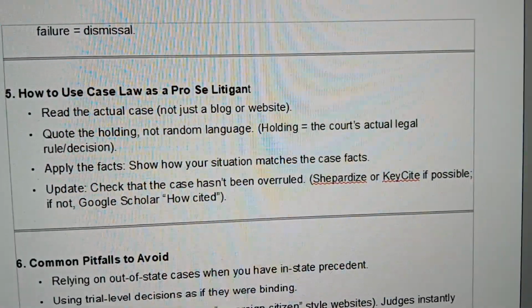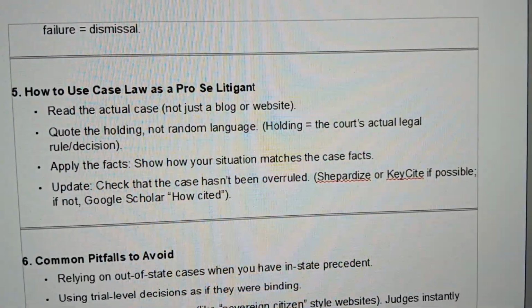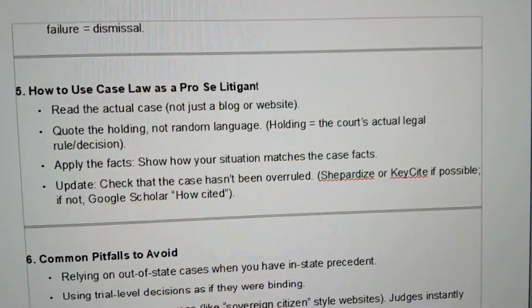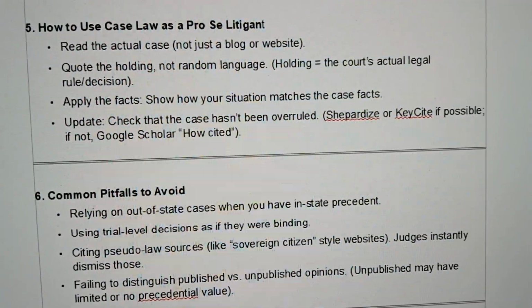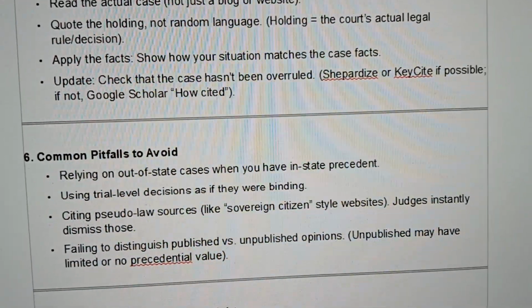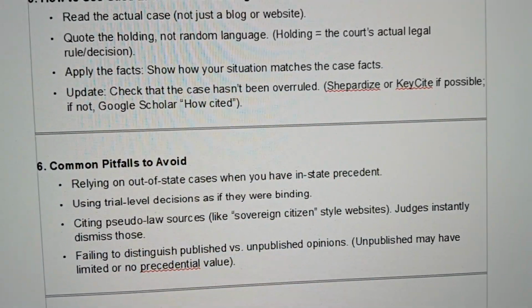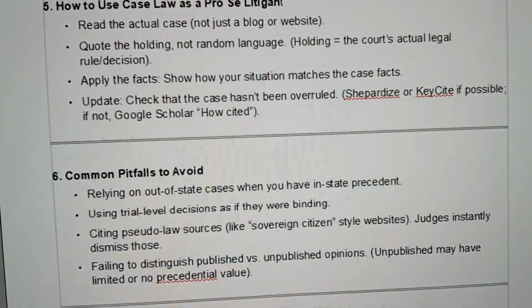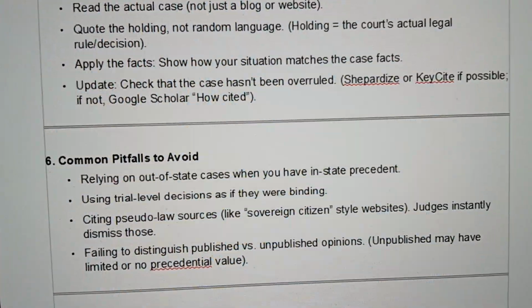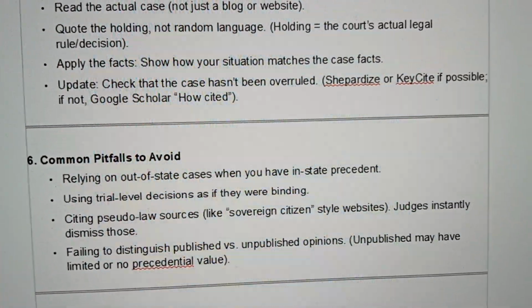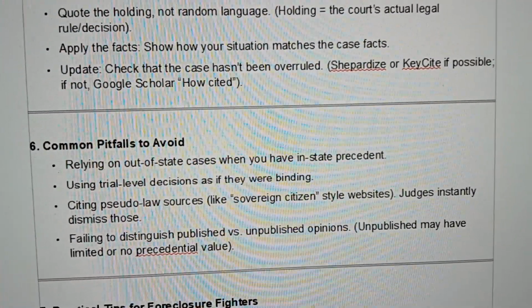You can use Google Scholar or you can use Sentient, which is a good one. Common pitfalls to avoid: relying on out-of-state cases where you have in-state precedent. In other words, if your case is in, say, Virginia, you don't want to use a case from, say, Texas, because it's out of state.